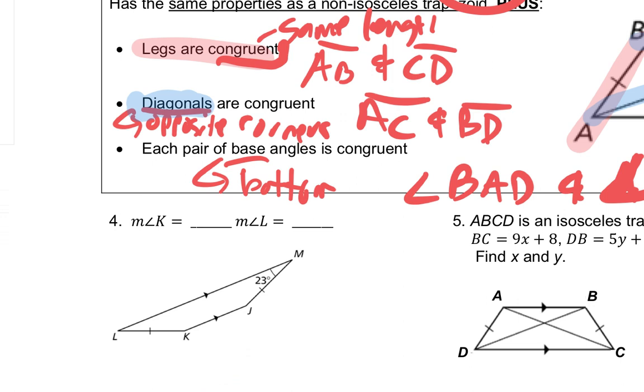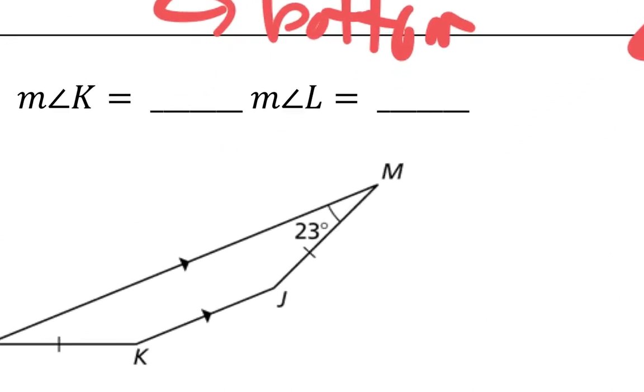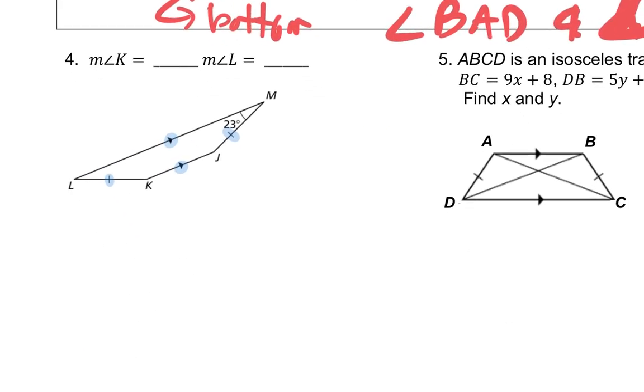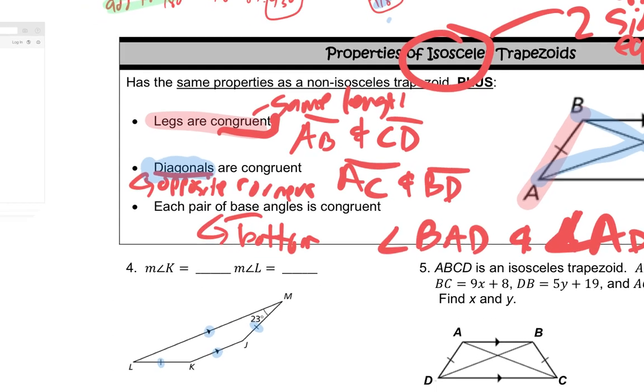All right, so what do we know? We're trying to find L. Well, what do we know about L? Let's look at our hints. We see this hint right over here. This tells us that this side and this side are congruent. If those two are congruent and that's parallel, then it's an isosceles trapezoid, right? So the base angles are congruent.